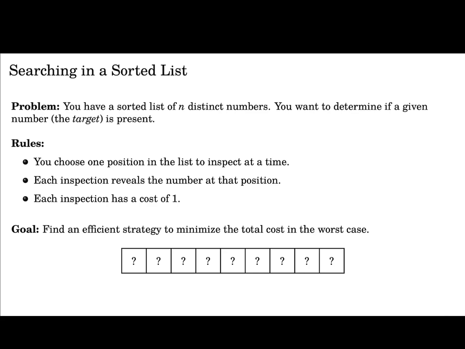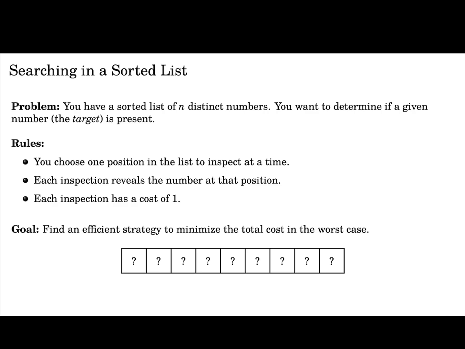Suppose we have a sorted list of n distinct numbers and we want to determine whether some target number is in the list. So the rules are simple. We can inspect one position in the list at a time, and each inspection reveals the number at that position. And each inspection is going to cost 1. You can think of it as costing like $1. So our goal is to find an efficient strategy, or more precisely, we want to minimize the total cost in the worst case.